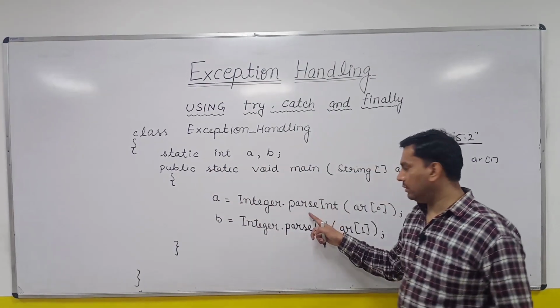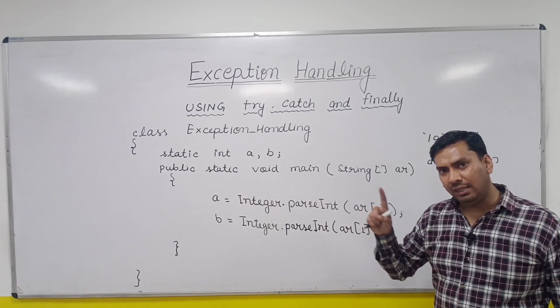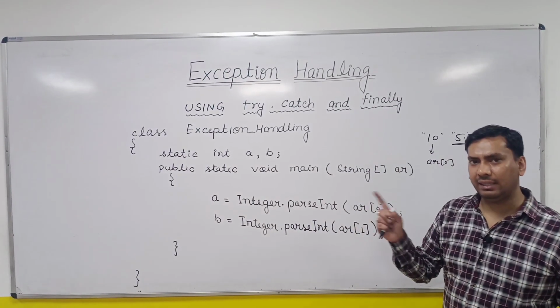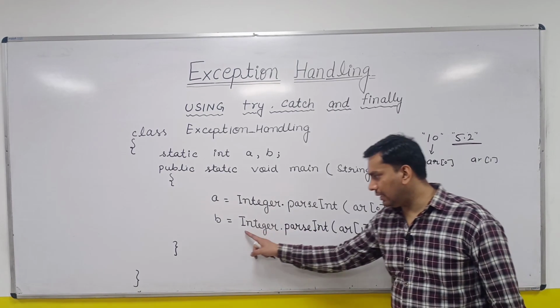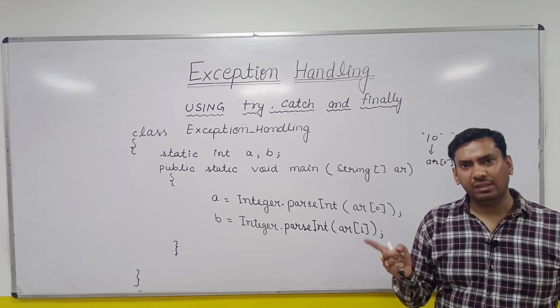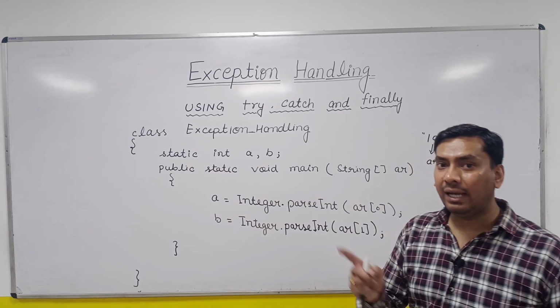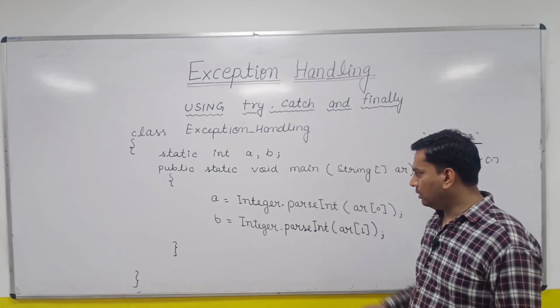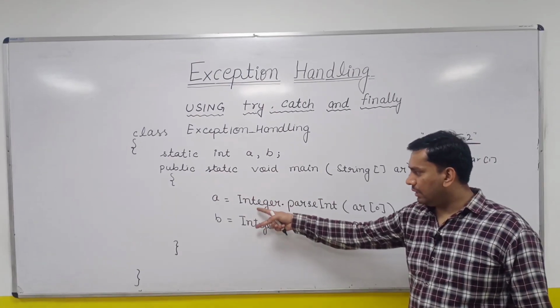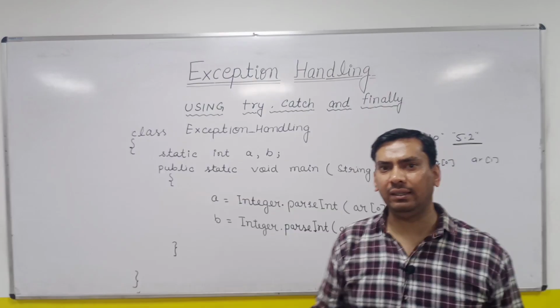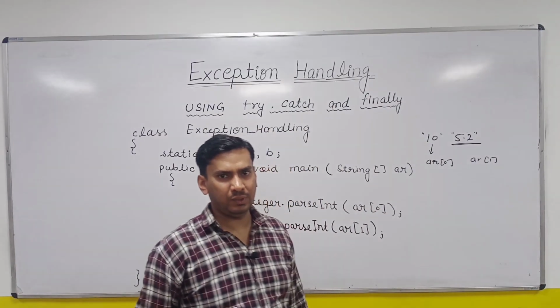So these two lines are having possibilities of two exceptions. First line is also having the chances of exception, array index out of bounds exception as well as number format exception. Second line is also having the possibility of number format exception as well as array index out of bounds exception. So what we can do here is we can write these two codes in the try block, right?